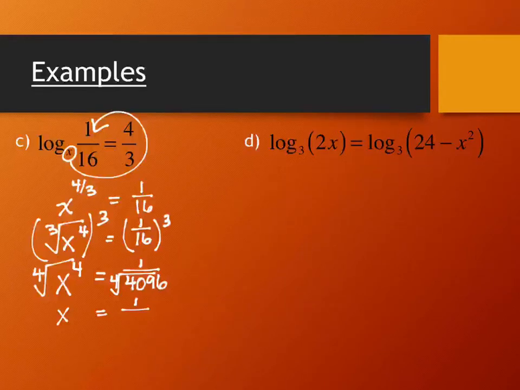What is the fourth root of 4,096? It's not, you're dividing by 4. We don't want to divide by 4. We want to raise it to the power 1/4. It's 8. It is 8.